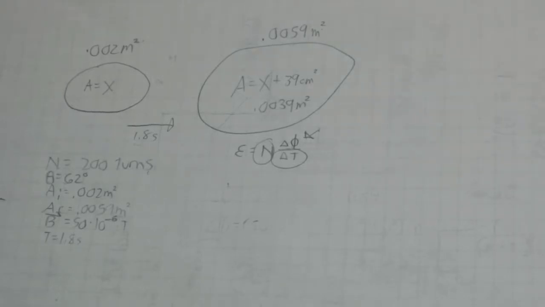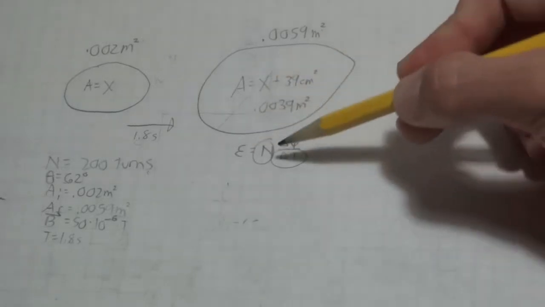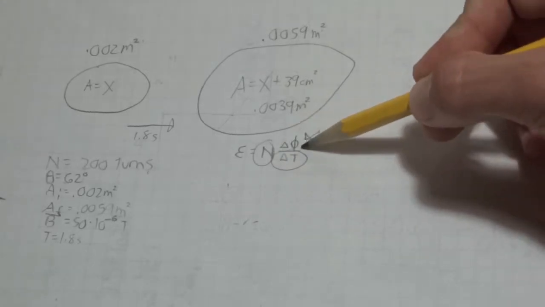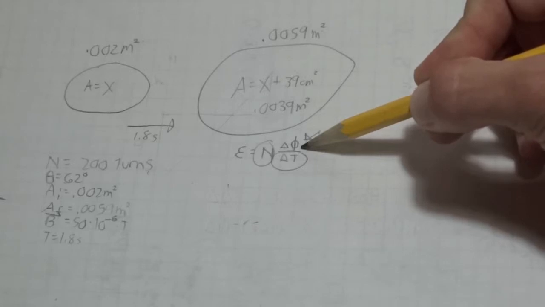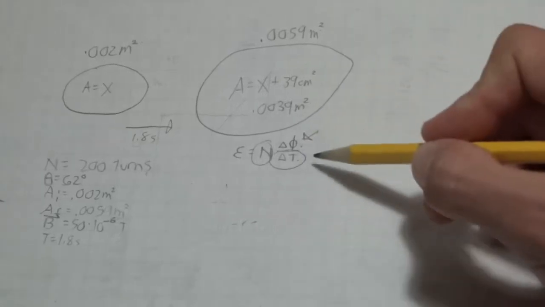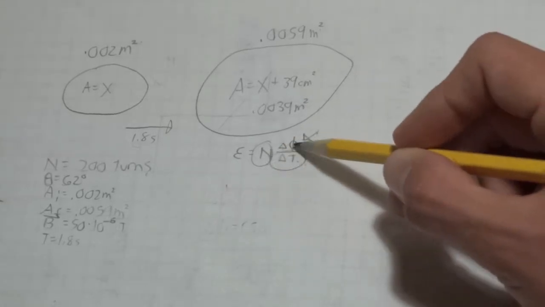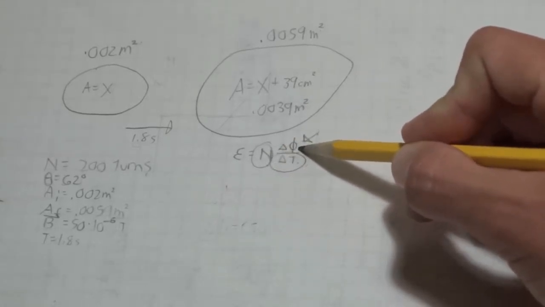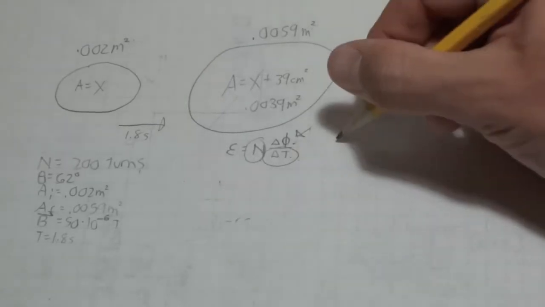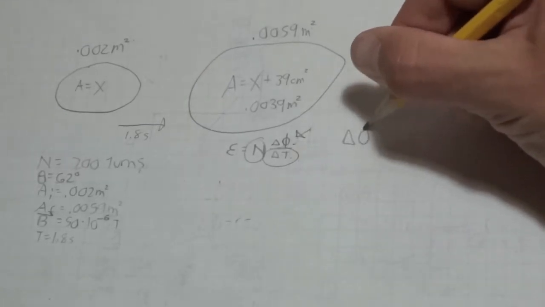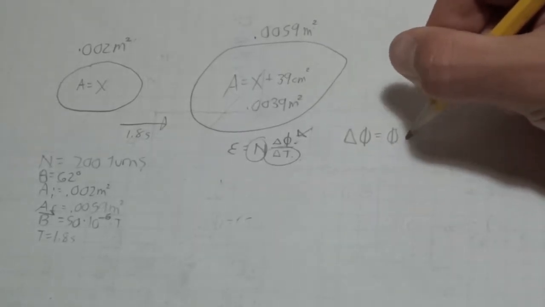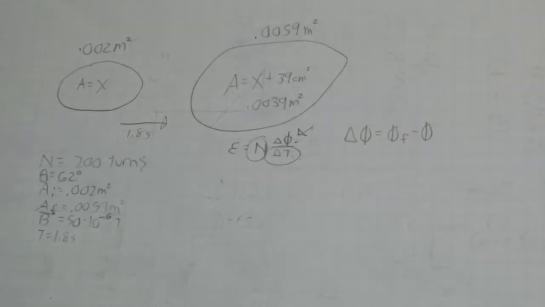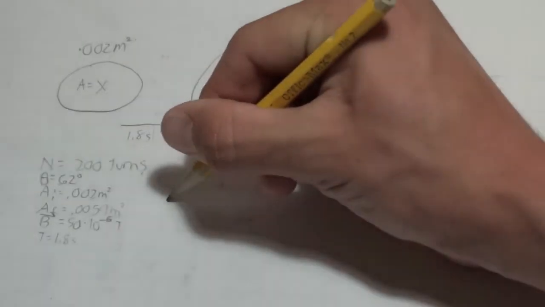Alright, we're looking for the EMF. That's going to be measured in volts. So EMF is the number of turns times the delta phi, which is the delta magnetic flux over the delta time. Now we're given delta time and we're given the number of turns. We just need to find that delta phi. From past experience, we know that the delta of anything is going to be the final minus initial. So let's rewrite the equation, the full equation.